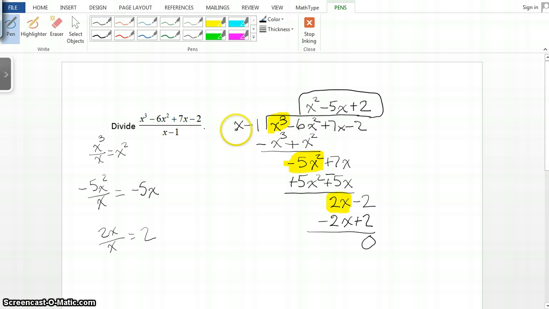at each step, like you start off saying how many times does x go into x cubed, that's the first part of your answer. It should be positive usually. And then once you change signs and add, or subtract, it's the same thing, whatever the sign of this is going to be the sign of the next part of your answer. I hope that helped.